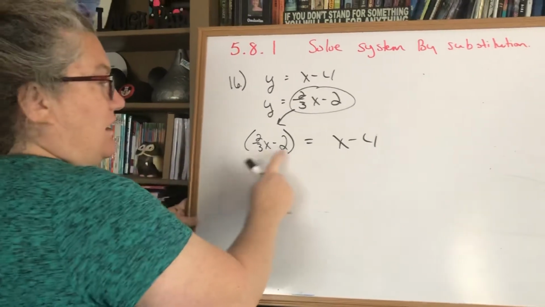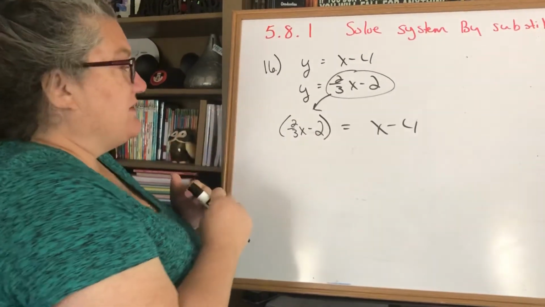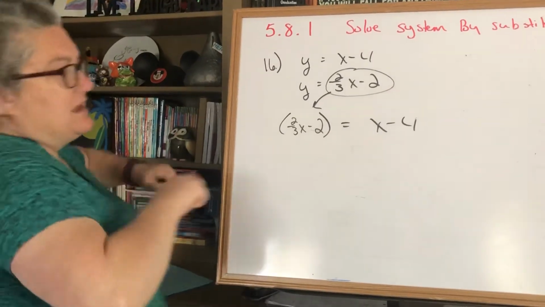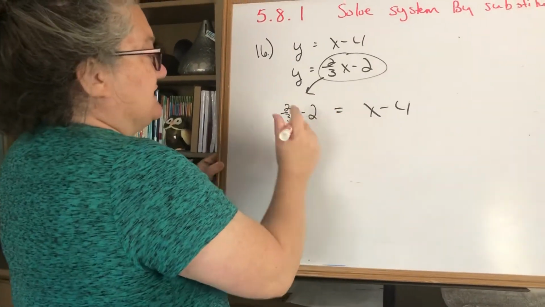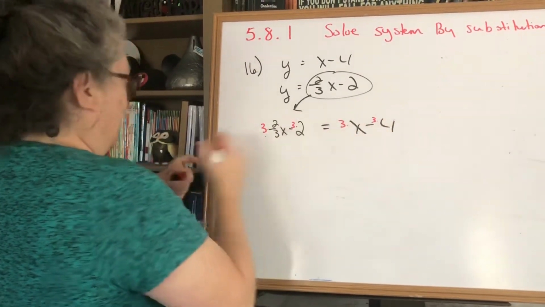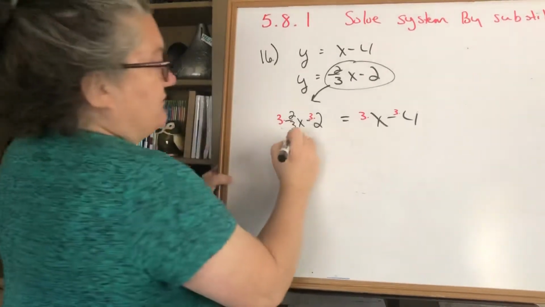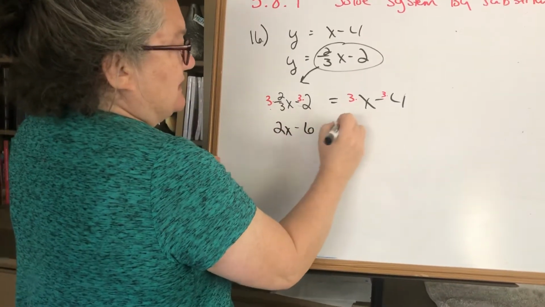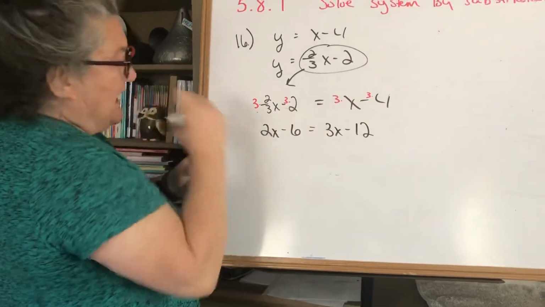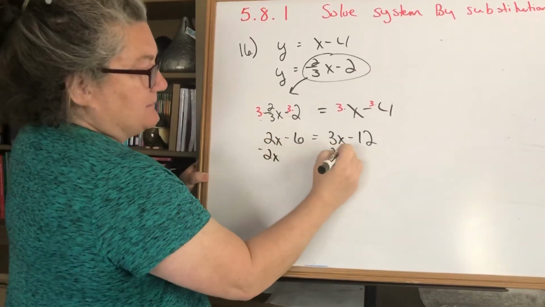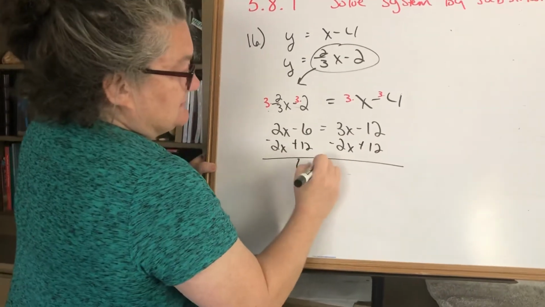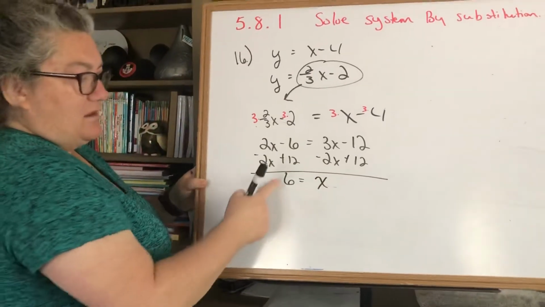Now, a lot of times we don't like dealing with fractions, so let's get rid of it. How do we get rid of the fraction? We multiply every term by the LCD. So in this case, the LCD is 3, so multiply every term by 3. So we have 2x minus 6 equals 3x minus 12. Solve for x. So I'm going to subtract 2x. I'm going to add 12. 6 equals x. There's my x value.